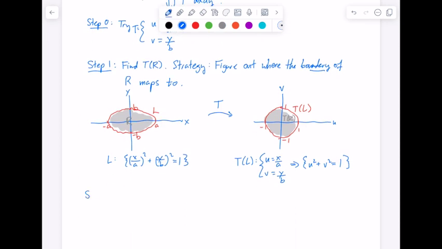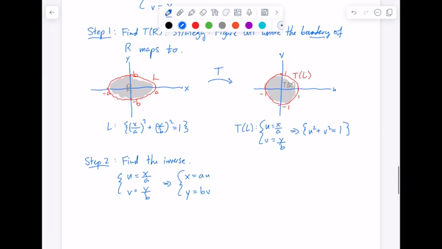Now, we can move on to step 2, which is to find an inverse for our chosen transformation. So remember, we need to find the inverse in order to eventually take the Jacobian. So right now we have u and v in terms of x and y, and some simple algebra then shows you the given inverse, which gives you x, y in terms of u and v.